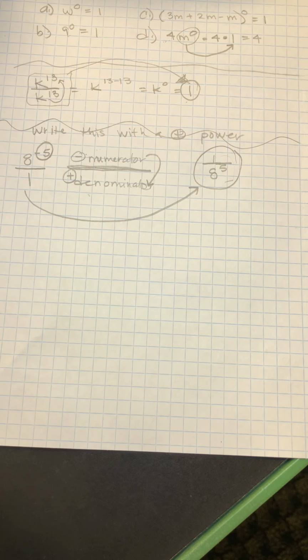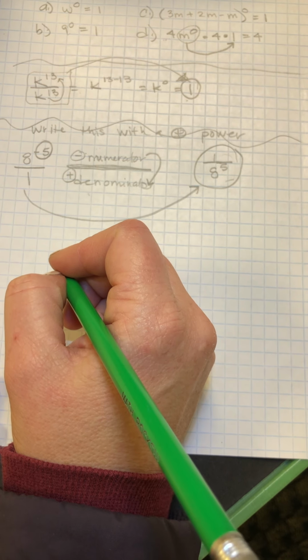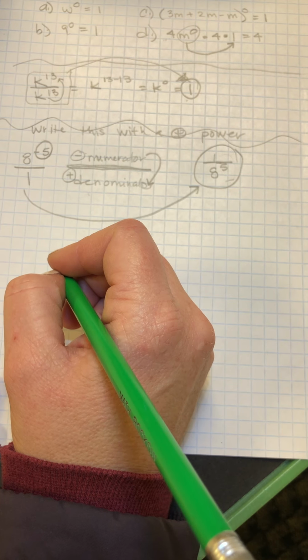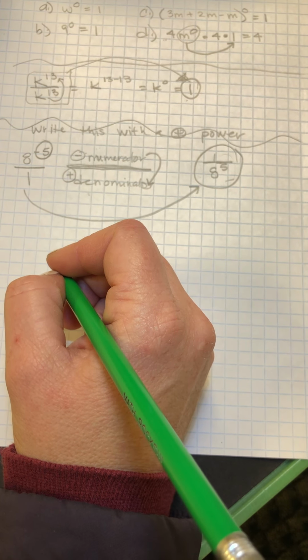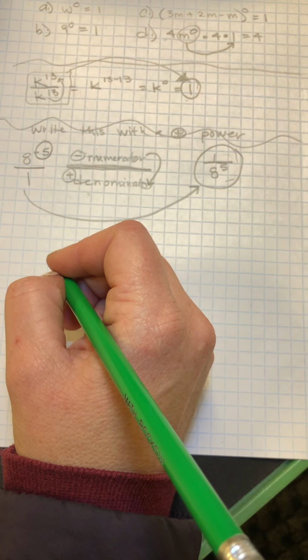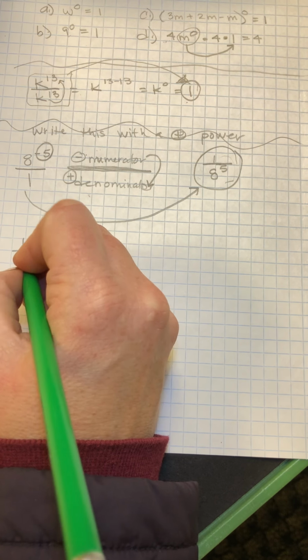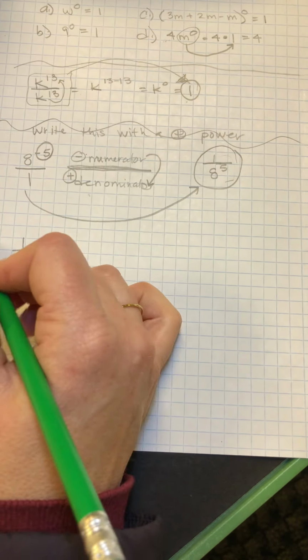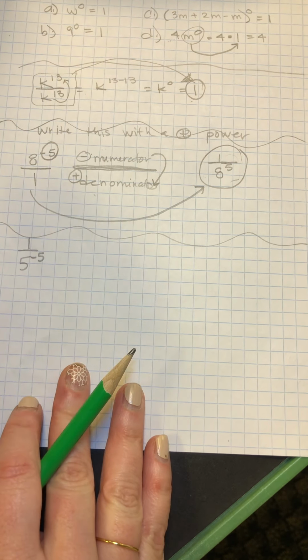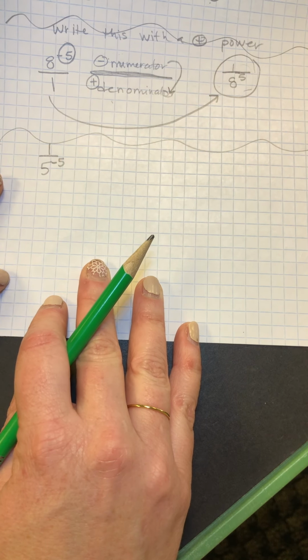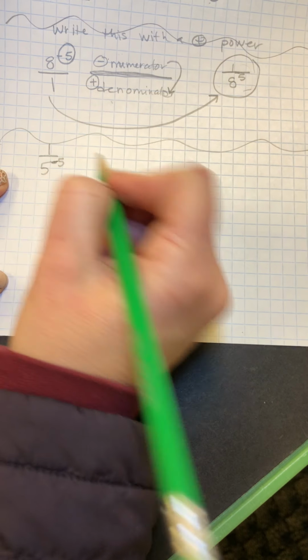Negatives can also be in the denominator, which means we would have to move it up to the numerator. Let's do one of those. Let's say that we had 1 over 5 to the negative 5th power.